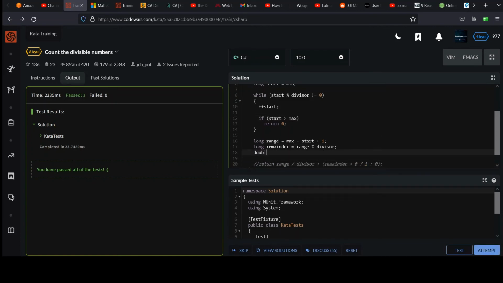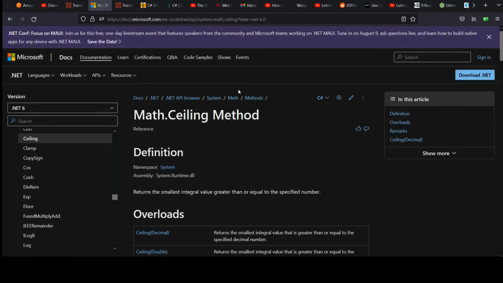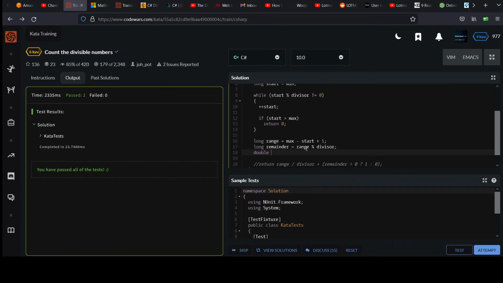And we could say something like, I've got to work with doubles because the ceiling, remember Math.Ceiling, goes with double or decimal, right? Feel free to read the doc there. So double, call it quotient, and we'll say that equals the range divided by the divisor. And I've got to be careful, right? Because these are both integral values. So I'll just cast one to a double to make sure we don't lose any precision, so any of the fractional part doesn't get just cut off, right? So that's our quotient now.